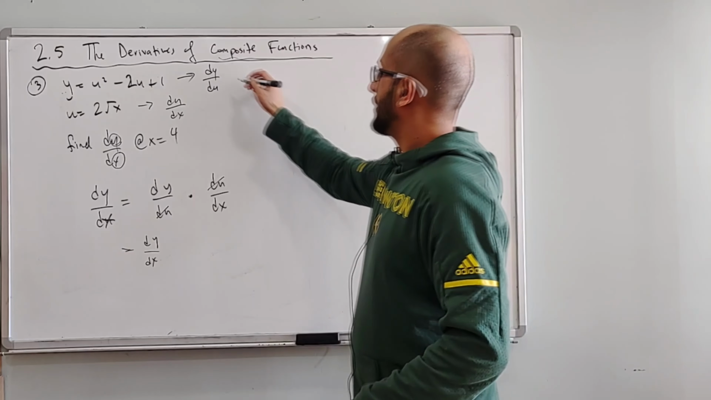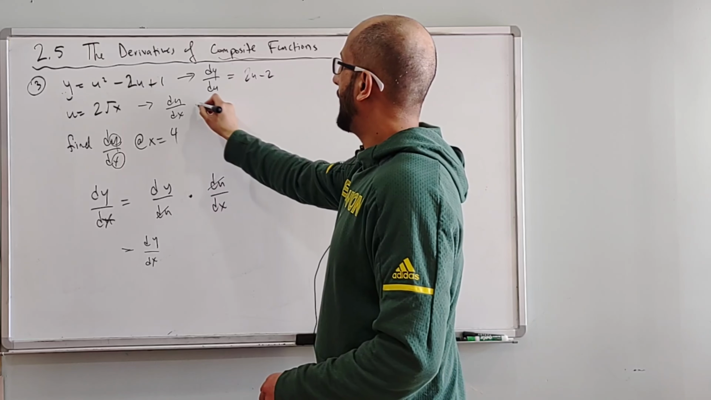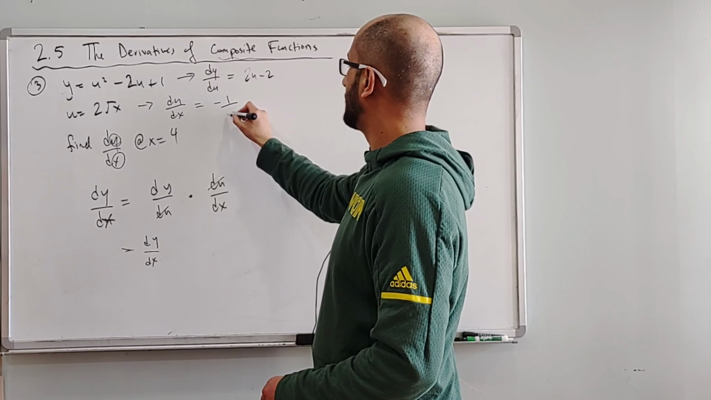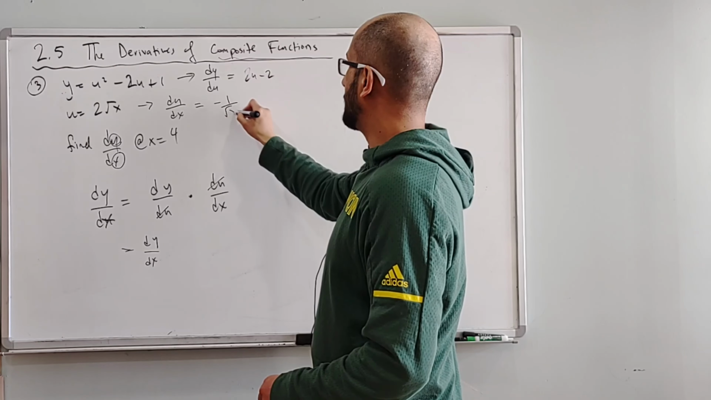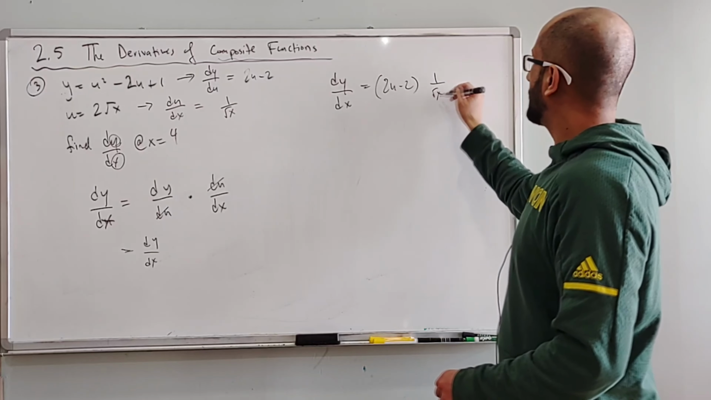So let's try this. Dy over du will be 2u minus 2, and du over dx will be 1 over root x. Now to find dy over dx, I find dy over du, which is 2u minus 2, and multiply it by du over dx, which is 1 over root x.